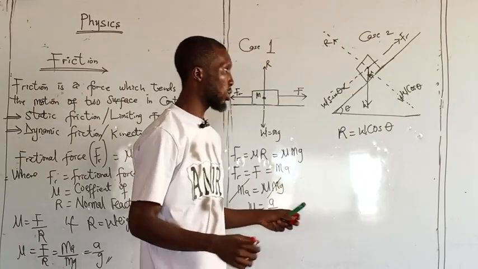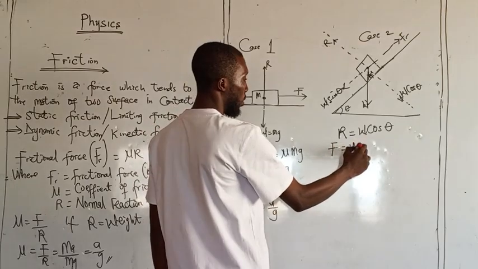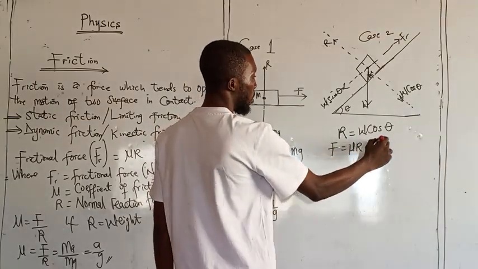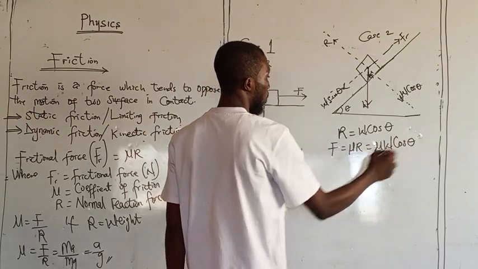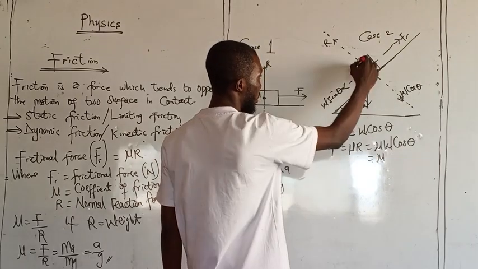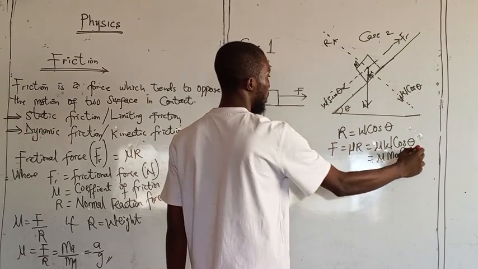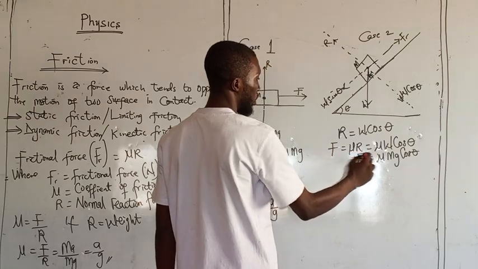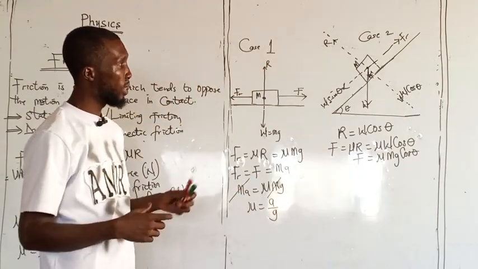So technically in case 2, our normal reaction force becomes W cosine of theta. That is, this is the normal reaction force in this case. So our frictional force now, F equal to mu R, becomes mu W cosine of theta. If you want to extend it, you can say that mu is our coefficient of friction. Our weight is the mass, okay, there's a mass here, M times G cosine of theta. So this is the frictional force in this case, which is quite different from the first one.